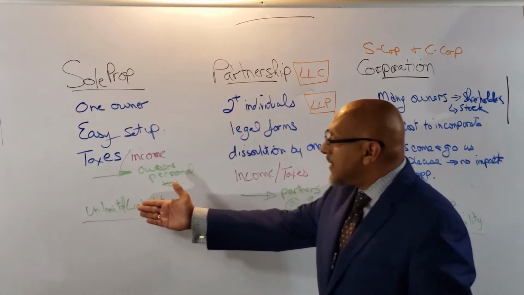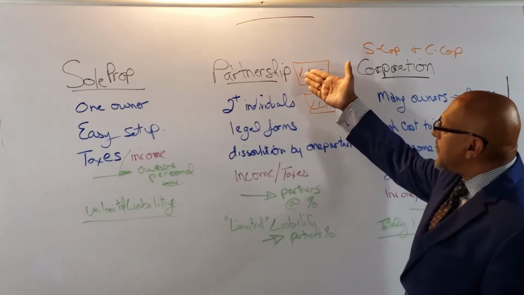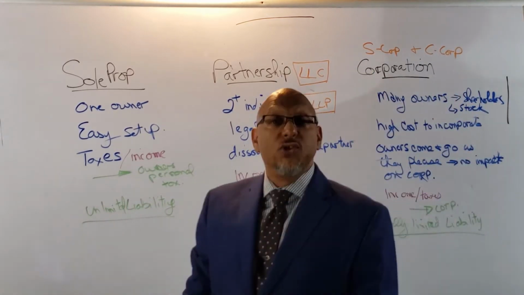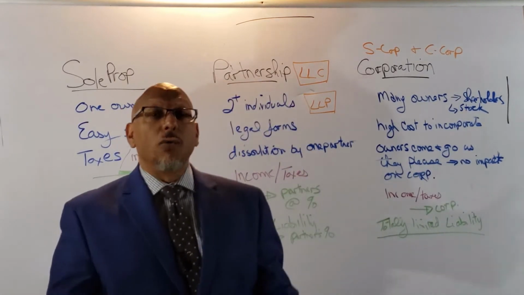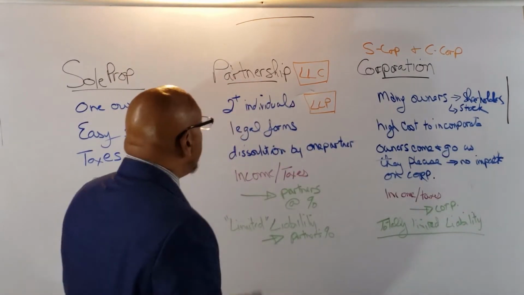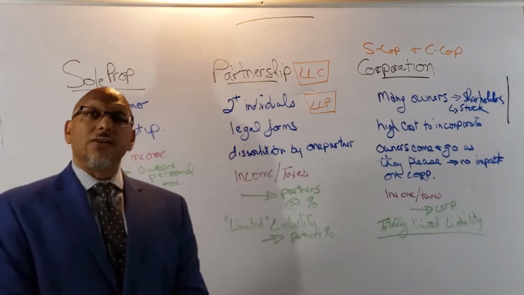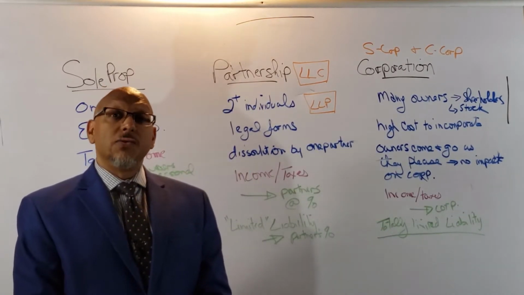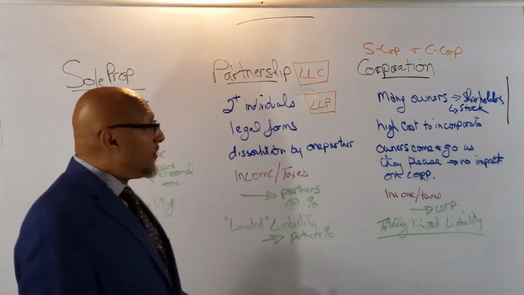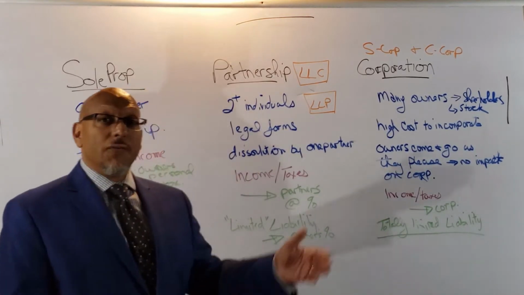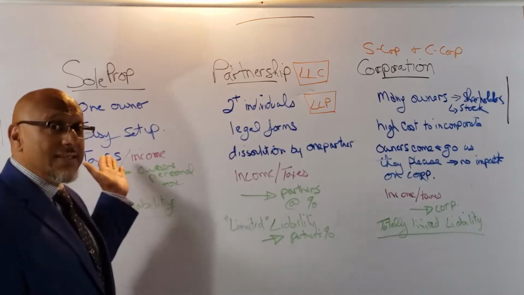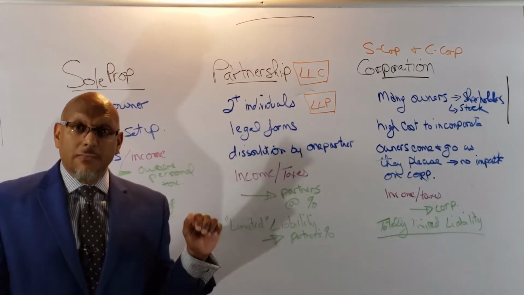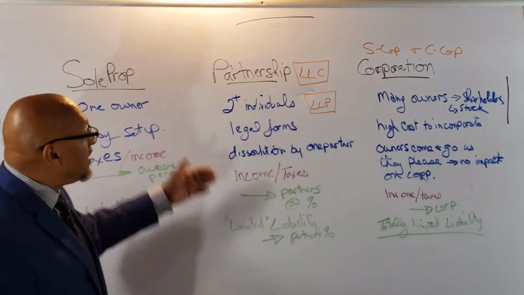The next category is a partnership. And don't look at the orange yet. A partnership is two or more individuals working together in the business. There are some legal forms that need to be filed with the government, which need a lawyer to draw up and file. So there are some costs involved, a little more than a sole proprietor, which is very, very easy to set up.